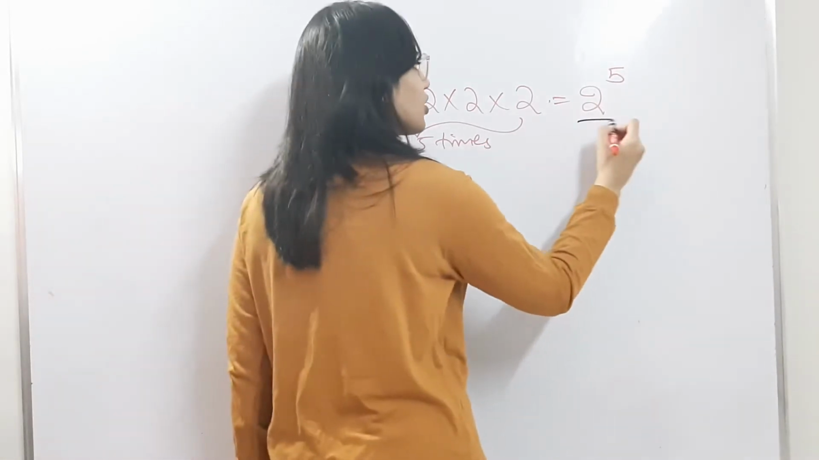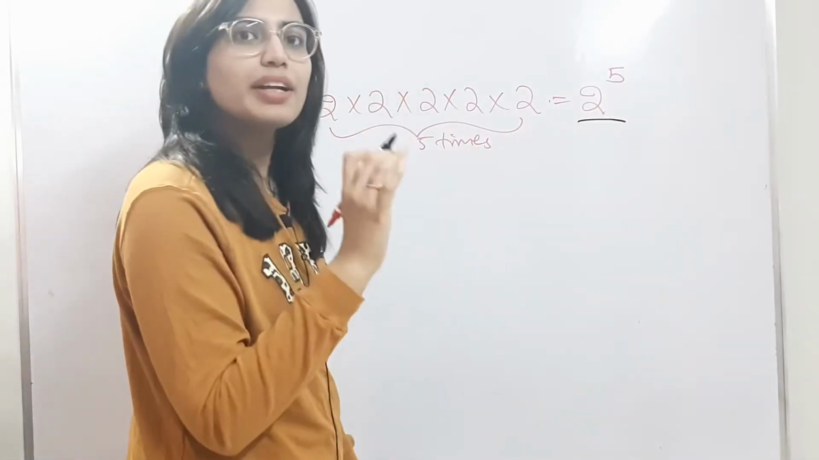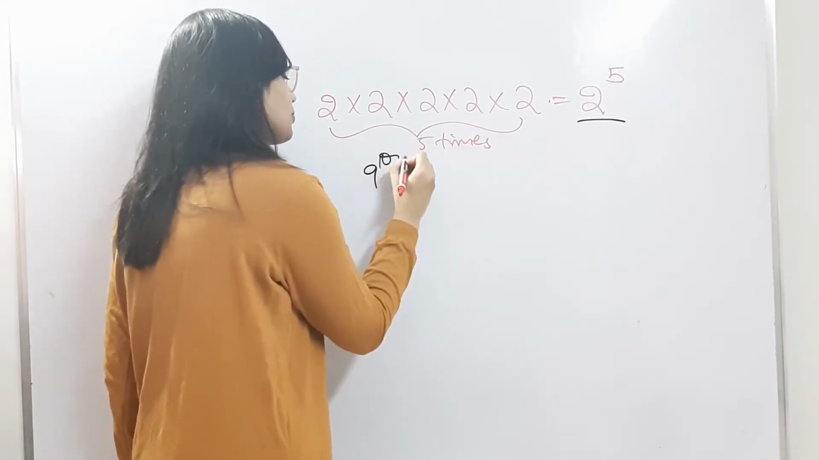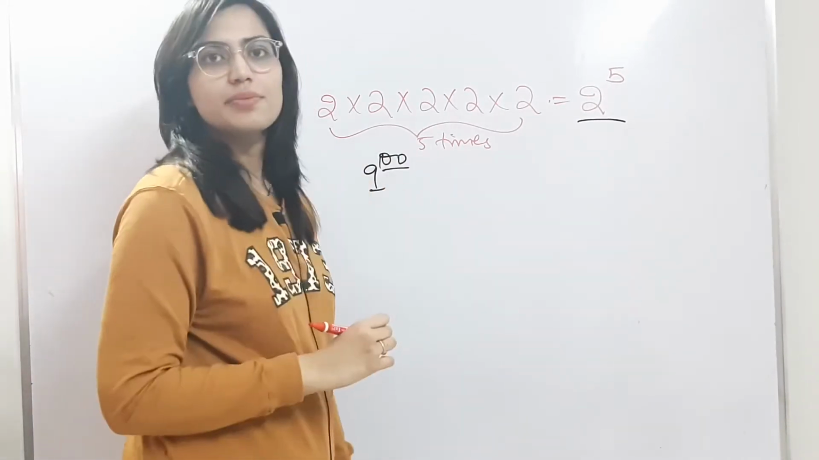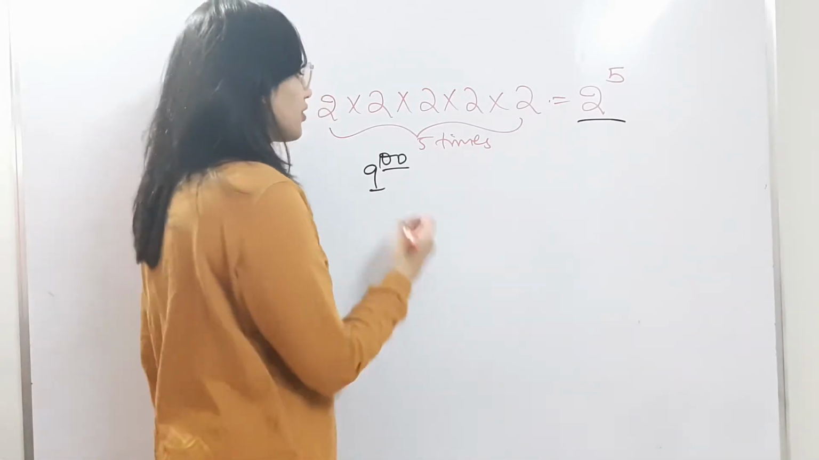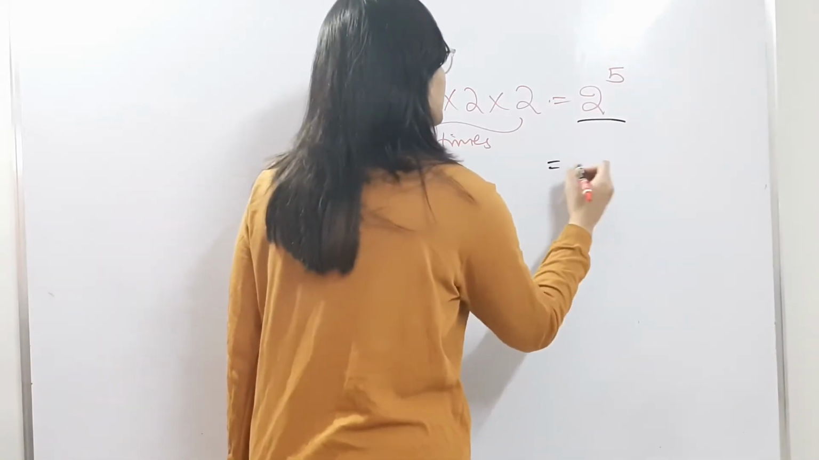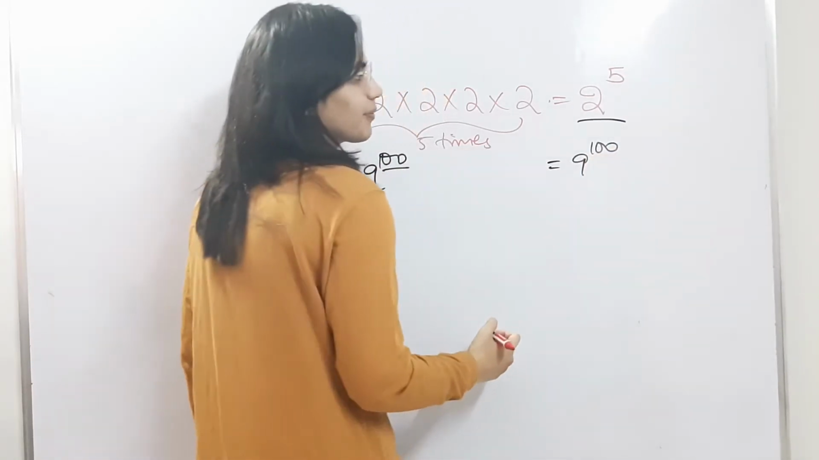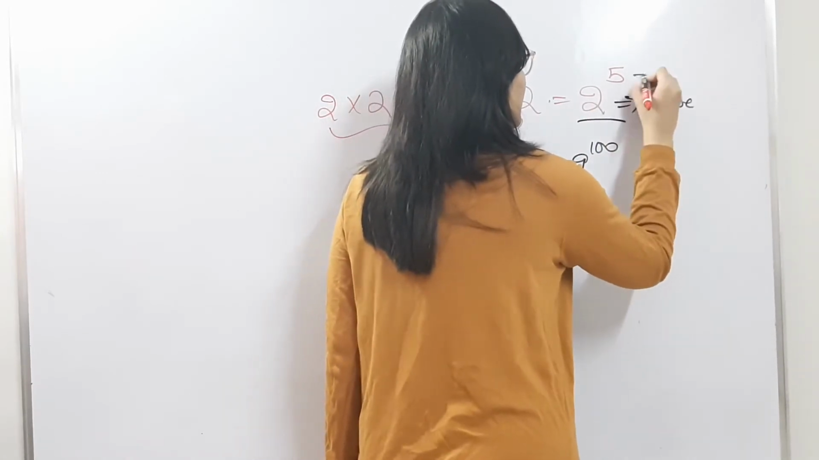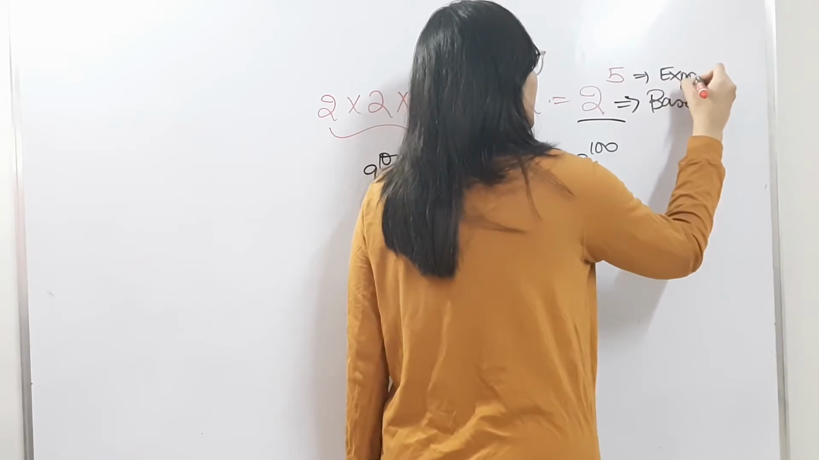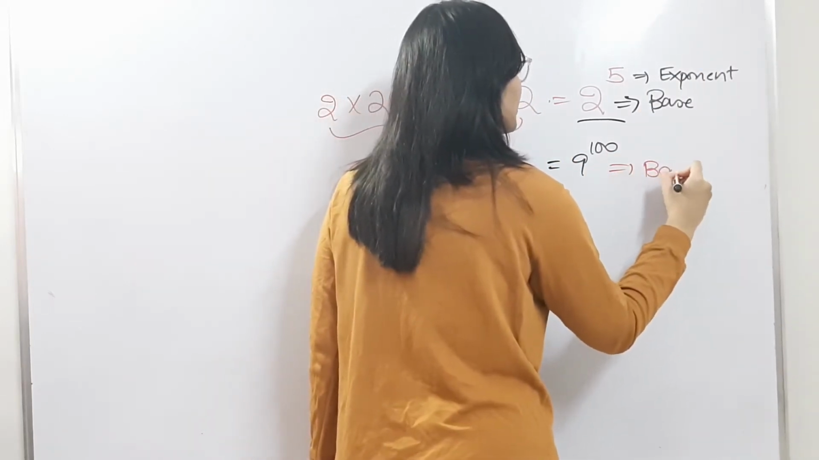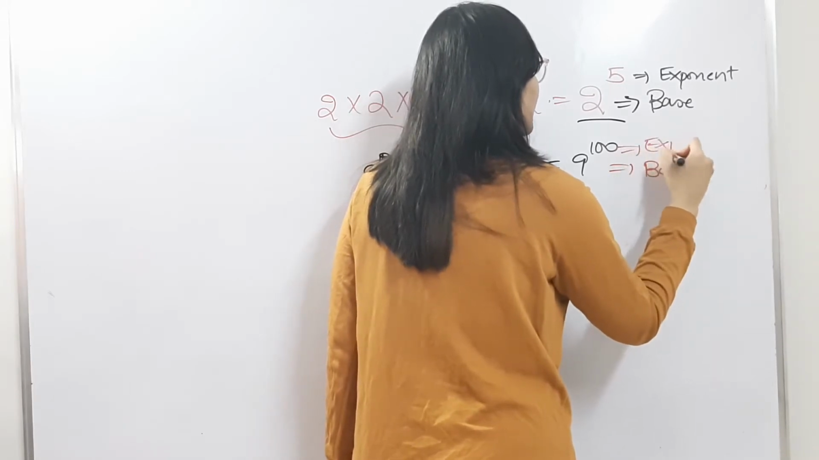We use this because it is not always feasible to multiply a number n times. Suppose, for example, I want to multiply 9 100 times. Can I write it out? The entire board will be taken up writing 9 a hundred times. For that, we express this in the form of an exponent. So here 2 will be the base and 5 will be the exponent. In the same way, 9 will be the base and 100 will be the exponent.